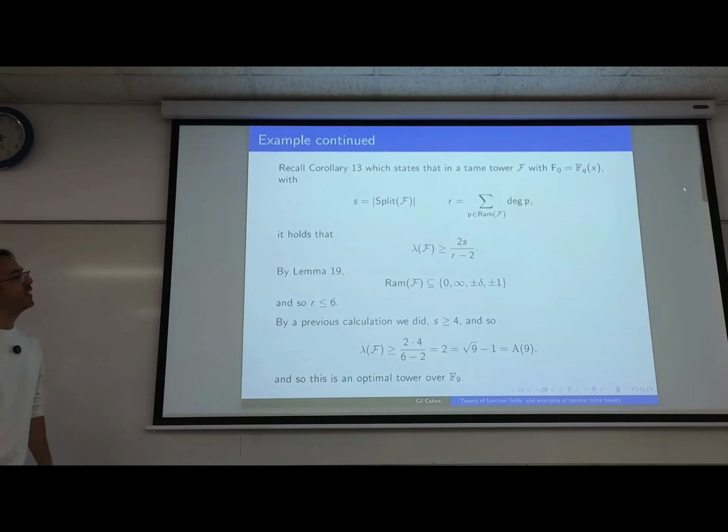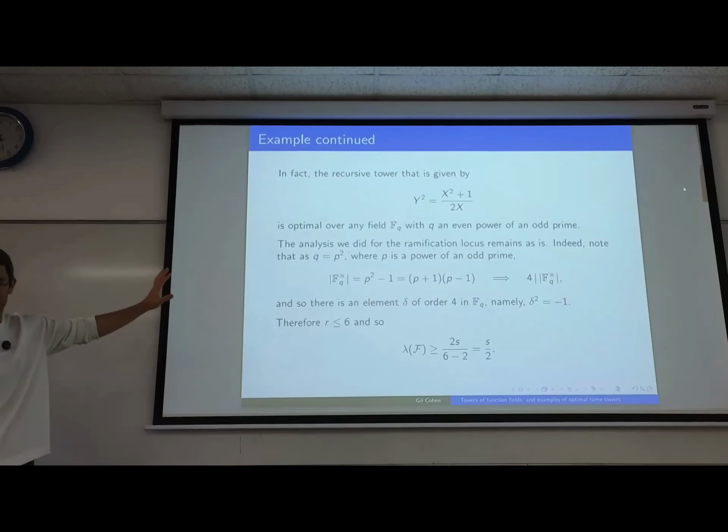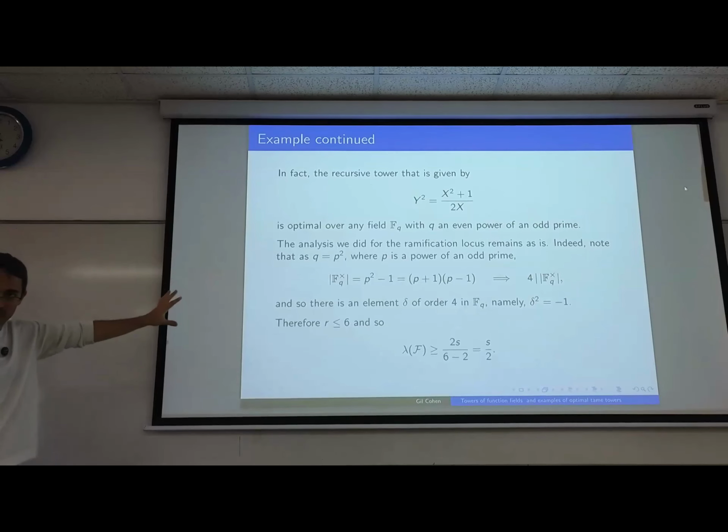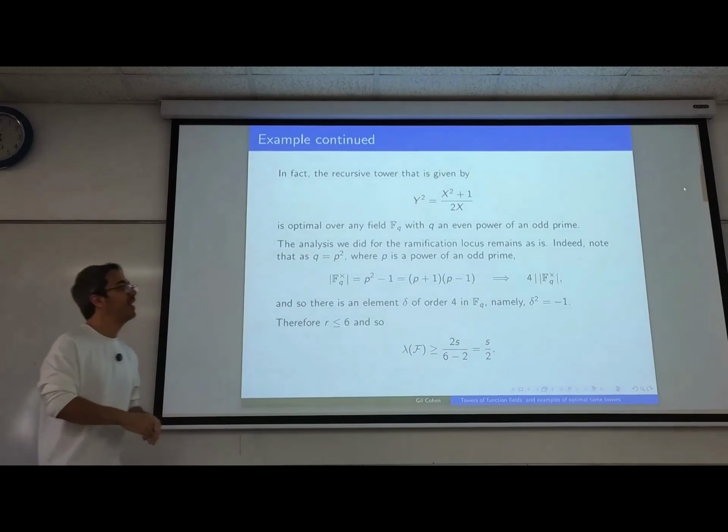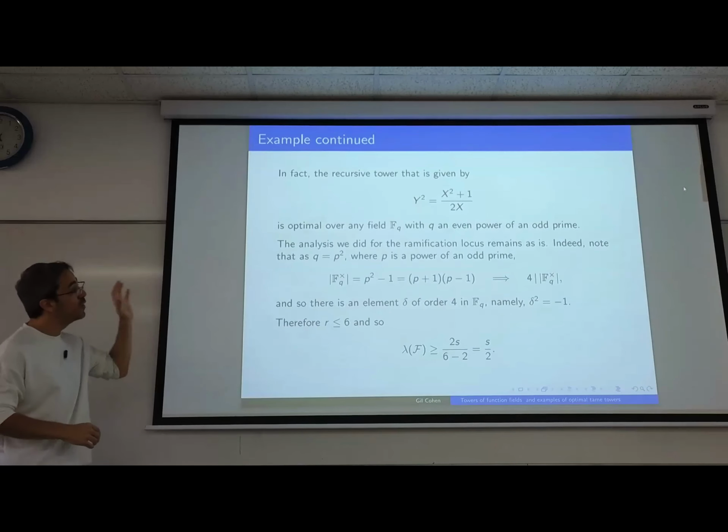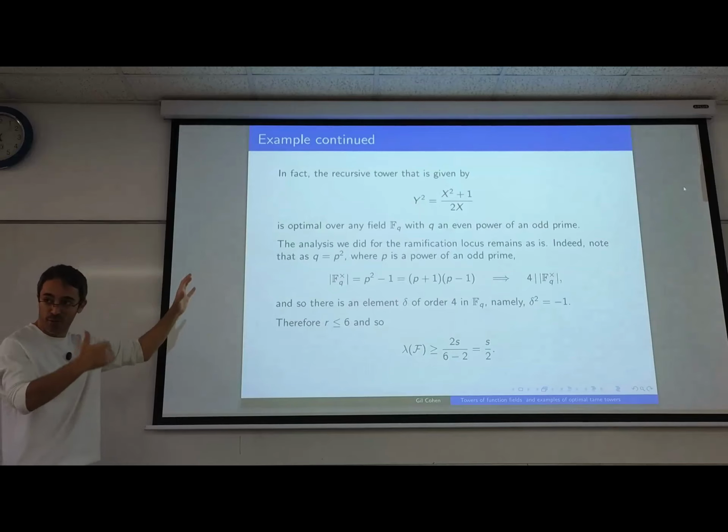So you can ask, what if I change q to some other number? The same tower, but not working over F9. It turns out that it's an optimal tower for every q that's an even power. So for every odd prime, and any even power of that, it's going to give you an optimal tower.